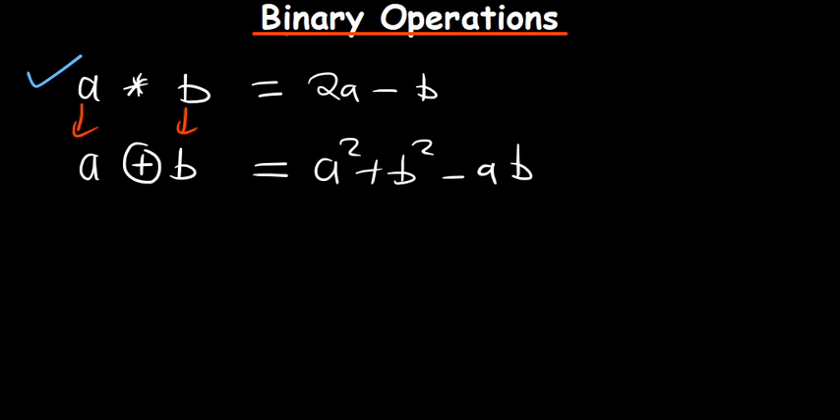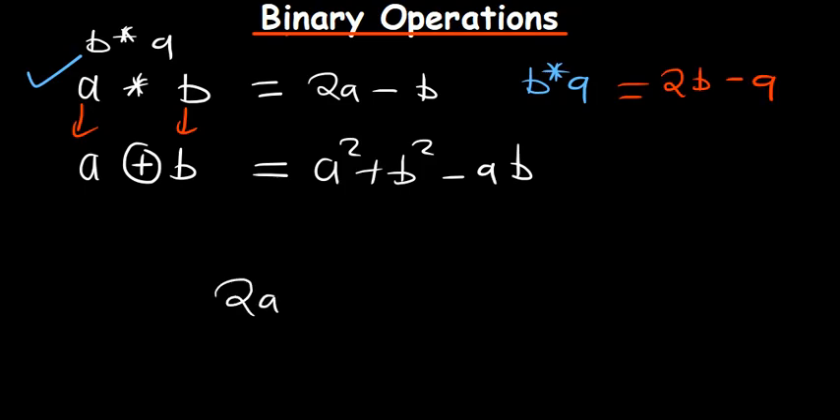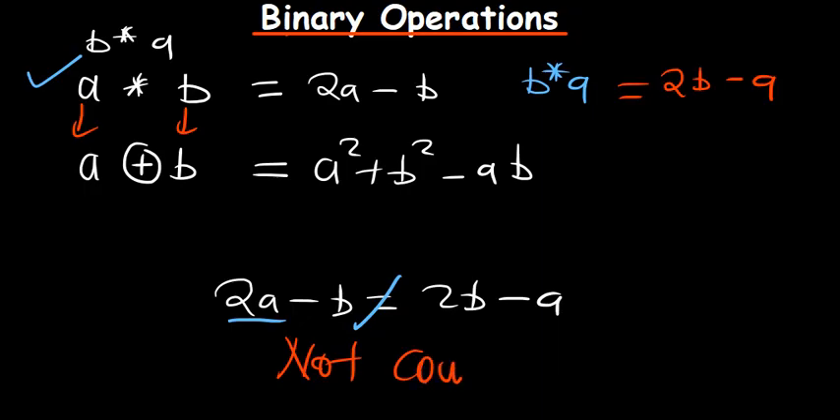So we already have A star B. Let me try to find B star A. So B star A would imply, we'll take it the same way we're taking the numbers. So where there's A, we're swapping. So where there's A, we're going to have B. So 2B minus A. Now the question is, is 2A minus B equal to 2B minus A? Clearly, they're not the same. So they are not equal. So there is no way that binary operation is going to be commutative. So it's not commutative.